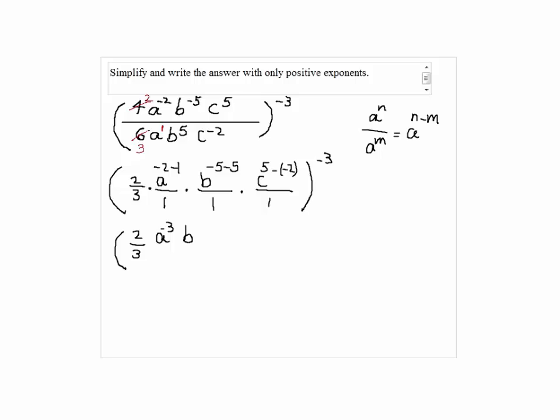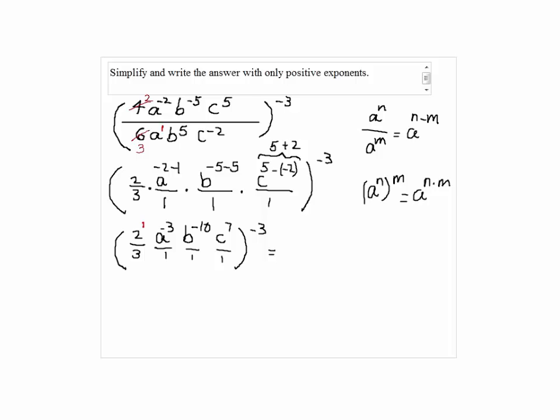So here we have 2/3, a to the power of negative 2 minus 1 would be negative 3. b to the power of negative 5 minus 5 would be negative 10. And here is 5 plus 2, which is 7. This whole thing is over 1. The whole thing should be raised to the power of negative 3.